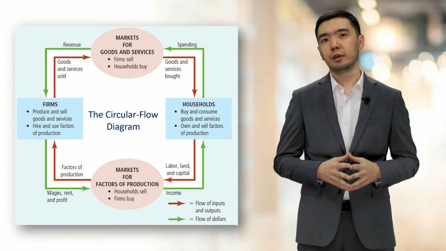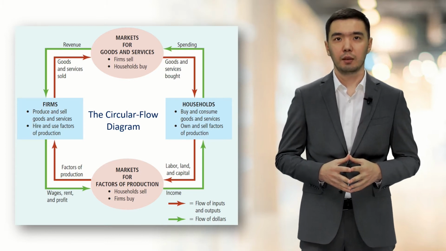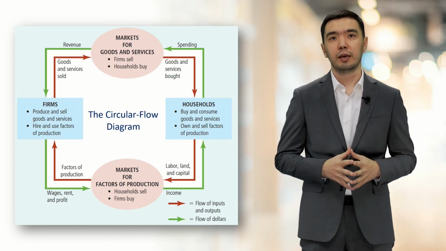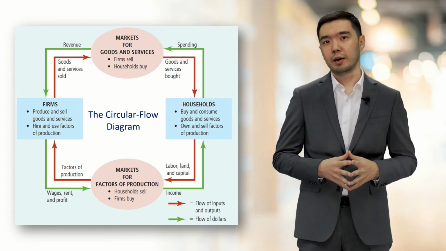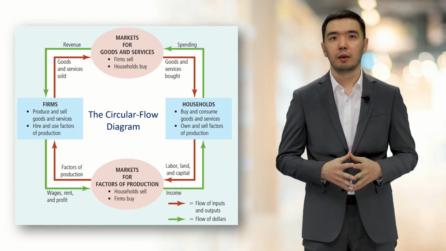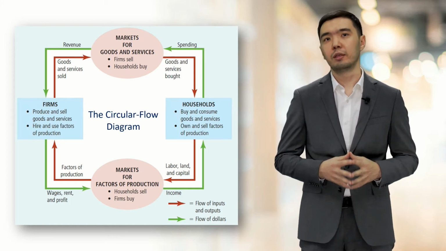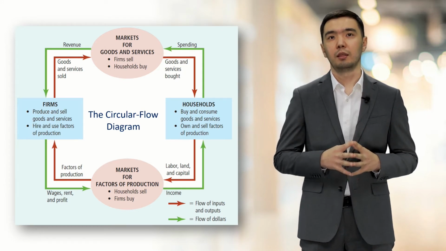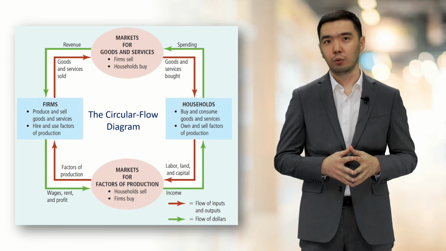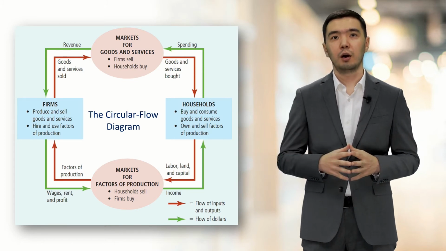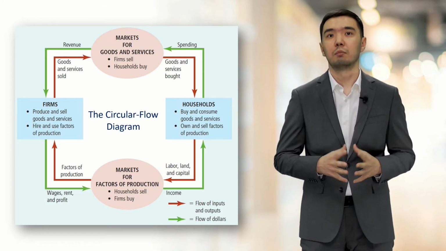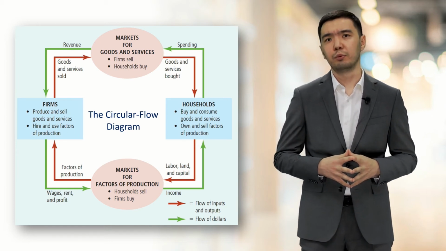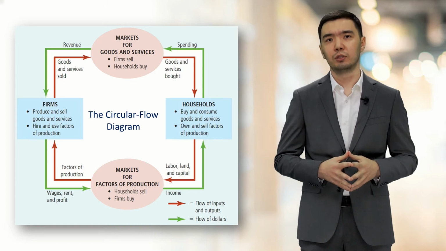Households and firms interact in two types of markets. At the top of the diagram, we have the market for goods and services. In this market, households are buyers and firms are sellers. In particular, households buy the output of goods and services that the firms produce. In the markets for the factors of production, which is at the bottom of the diagram, households are sellers and firms are buyers. In this market, households provide the inputs that firms use to produce goods and services.